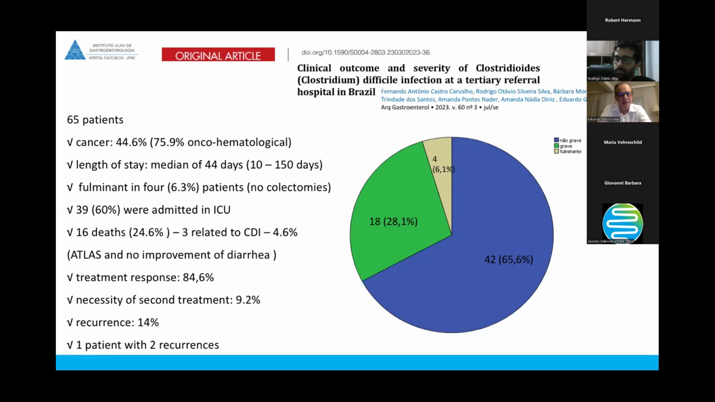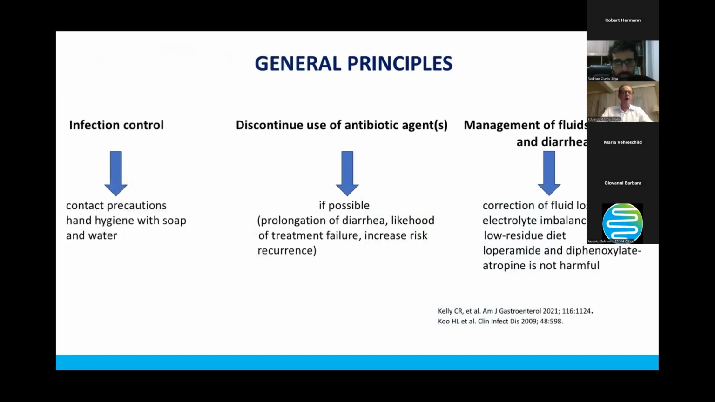60% of them were admitted in ICU, and we have 16 deaths, 3 related to CDI. The treatment response is about 85%, the necessity of a second treatment almost 10%, recurrence 14%, and 1 patient had 2 recurrences. So how can we manage this infection here?